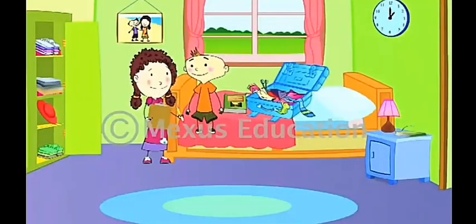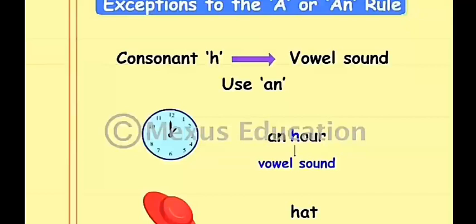Coming to the next one, here we are. Exception to the A or N rule. Exceptions are like when I have already mentioned about H, that I will tell it to you later on. Earlier I have told it to you. So consonant H gives vowel sound. So whenever H gives vowel sound we use N, and whenever it gives consonant sound we use A.